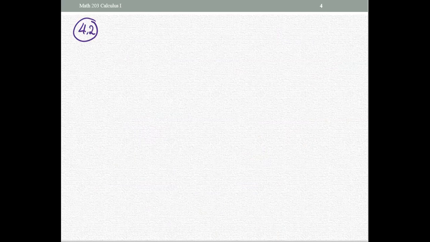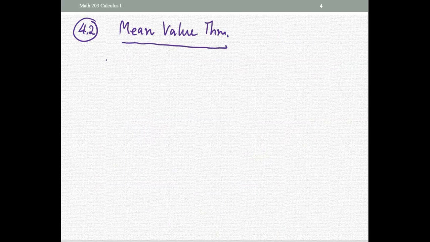4.2 is about the mean value theorem. For this section, there are two things. Number one is Rolle's theorem. And number two, the mean value theorem.